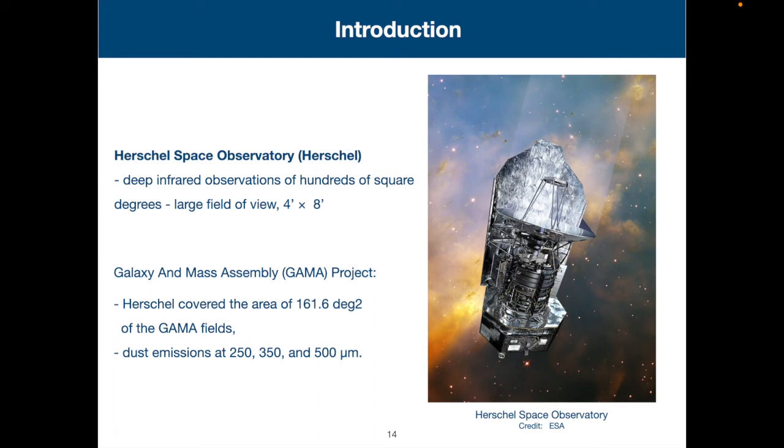Instruments such as the Herschel Space Observatory have only recently been able to provide deep infrared observations of hundreds of square degrees. Recent years have brought a large amount of new observational data containing information about dust emissions in low redshift galaxies. One of the major cosmological and galaxy evolution observation projects is GAMA. And all of my analysis will be based on this project.